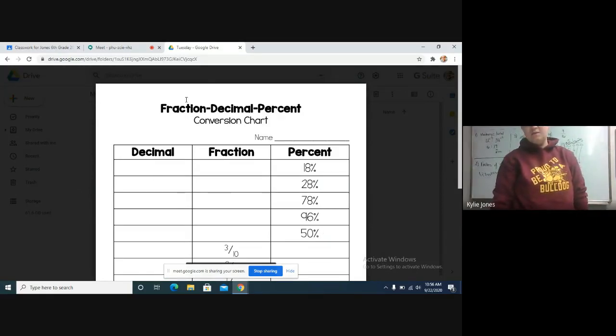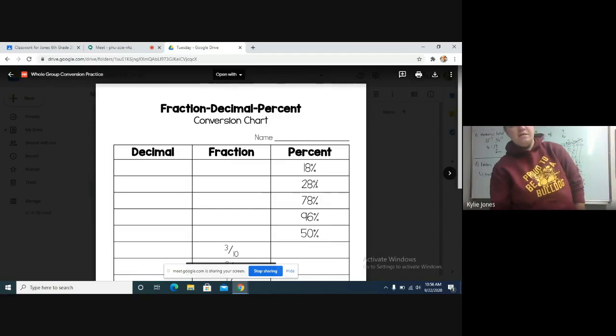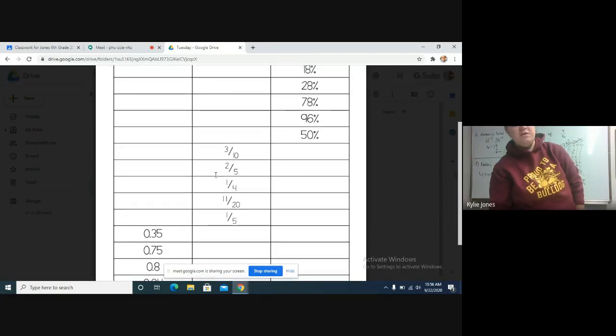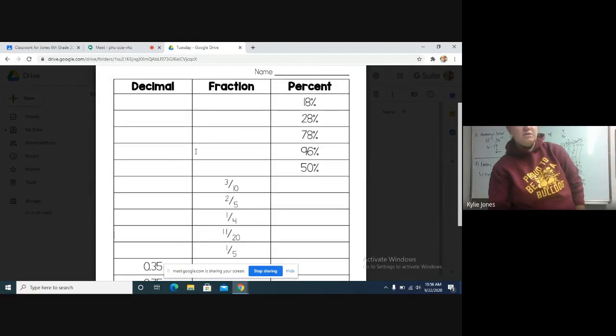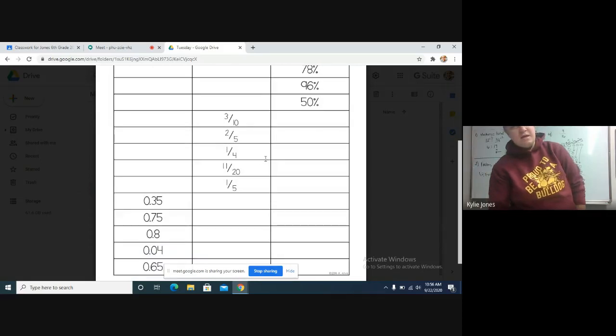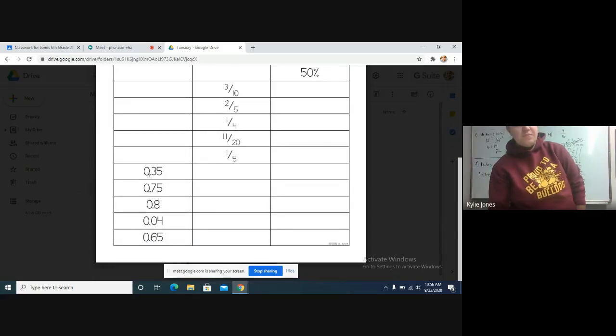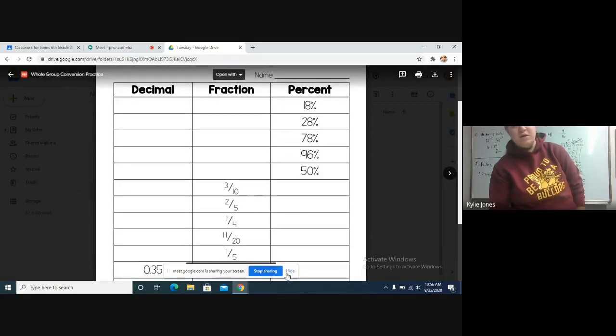We're going to take these percents on the right over here, 18, 28, 78, 96, 50, and change them to decimals and fractions. So we're going to go from percent to fraction, and then percent to decimal. We're also going to take these couple of fractions right here and change them into percents and decimals. So that would be fraction to decimal, fraction to percent. And then we're going to take these decimals over here and do decimal to fraction as well as decimal to percent. So we're going to practice all 6 of the things we're supposed to be learning this week.